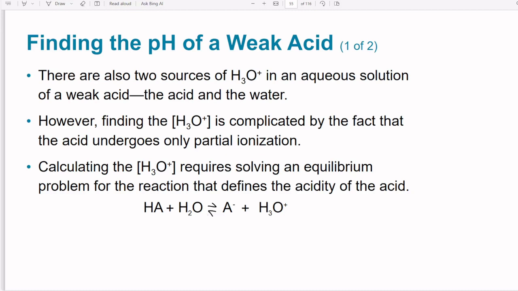So we have here a generic dissociation equation for a weak acid. Notice that it's reversible, indicating that this doesn't go all the way to the right, and this indicates that we have an equilibrium problem that we need to set equal to the Ka for the acid.